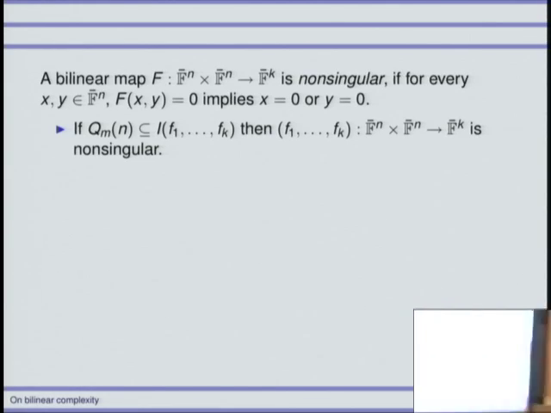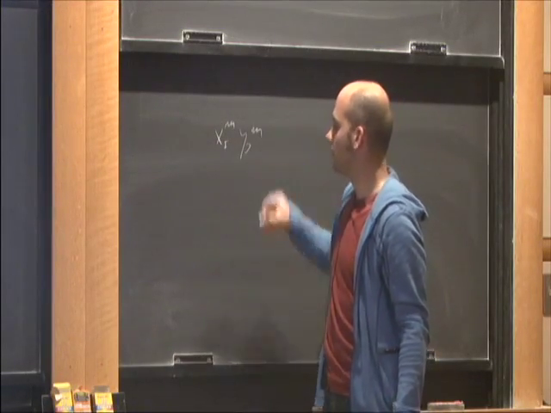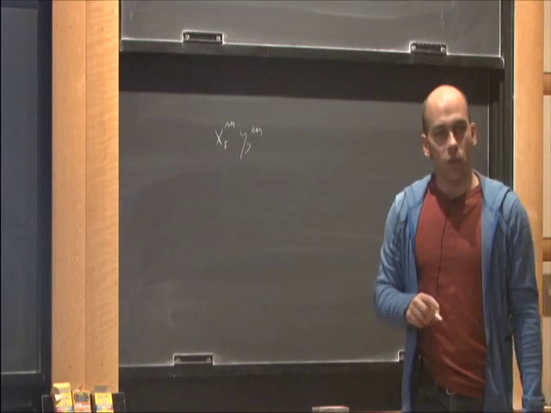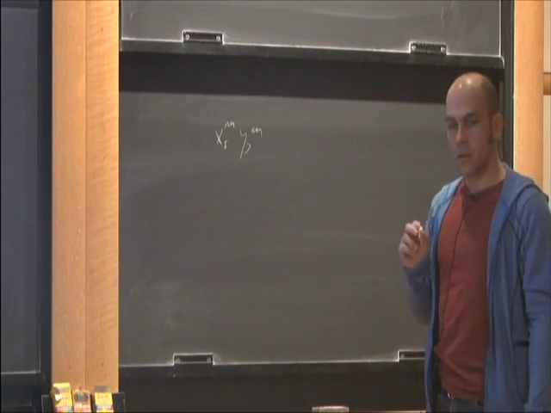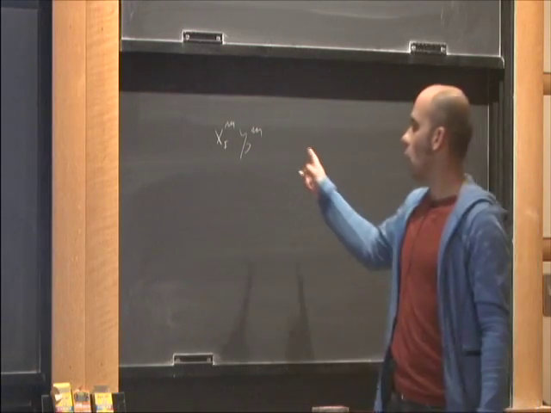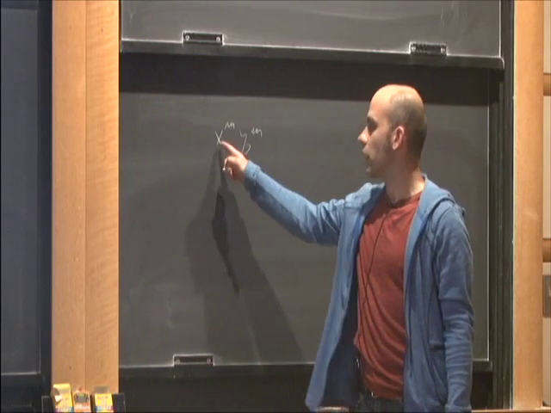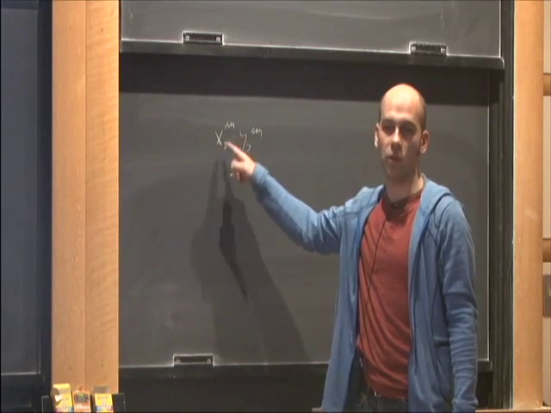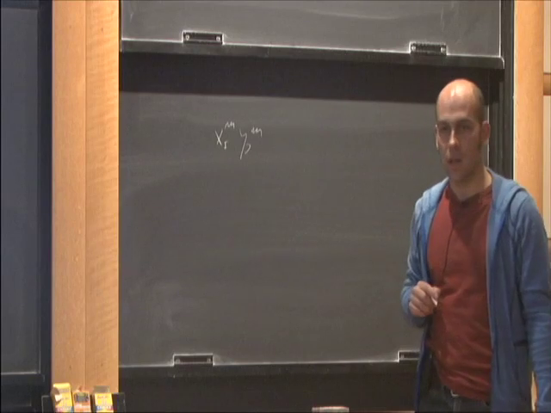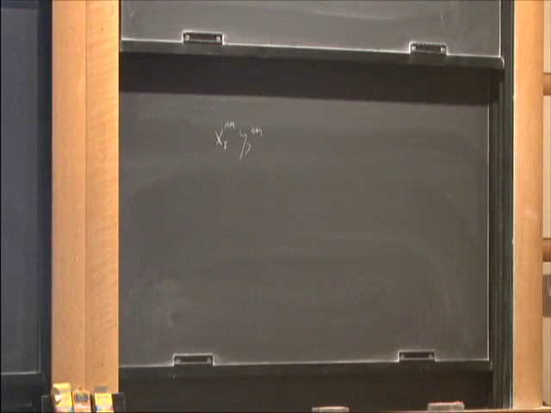This is because, if you recall, the set Qmn is simply the set of all polynomials of the form xi to the m, yj to the m. So if all F1 through Fk vanish at some point, then all of those polynomials must vanish at that point, which means that either all of the xi's are 0 or all of the yj's are 0. So if Qmn is contained in this ideal, then the bilinear forms give you a non-singular bilinear map.